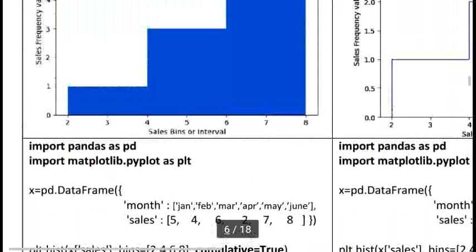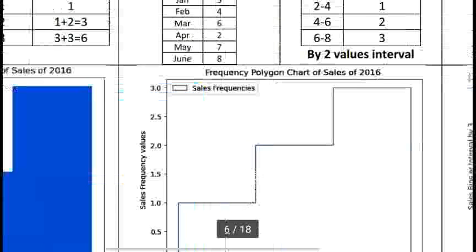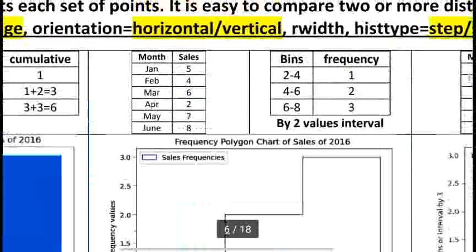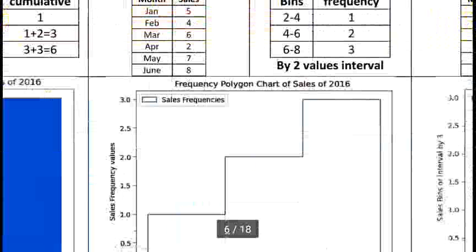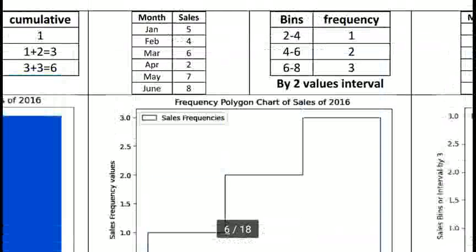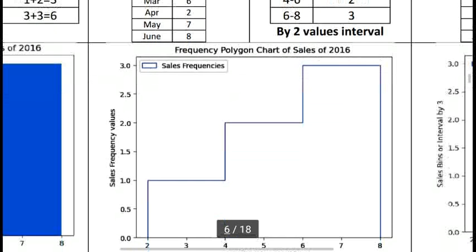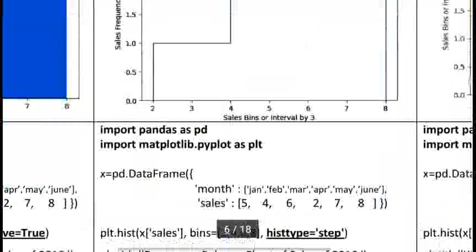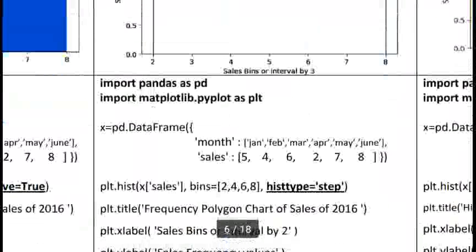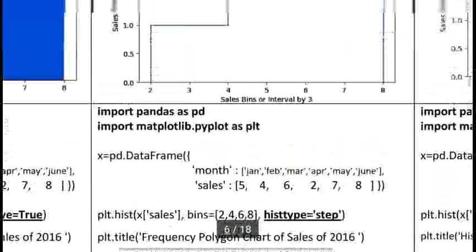Okay students, now the next program is frequency polygon. In this chart, according to the name polygon, we can show only boundaries. Here we can show only boundaries. So you can see the same thing, but here we need histtype equal to step. When you use histtype equal to step, this shows only boundaries.